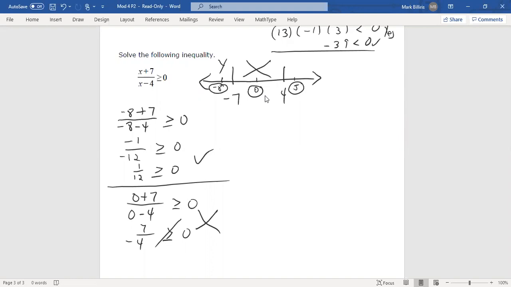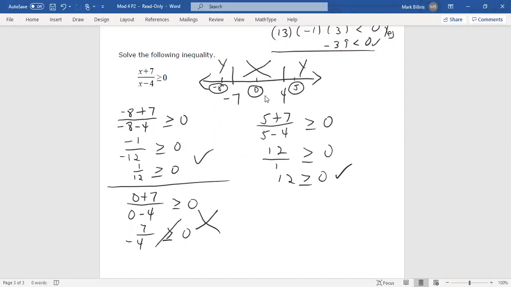The last value I'm going to use is the test point 5. So I'd have 5 plus 7 over 5 minus 4. 5 plus 7 is 12. 5 minus 4 is 1. And 12 over 1 is 12. And 12 is greater than or equal to 0. It only has to be one of them, it doesn't have to be both. So since 12 is greater than 0, yes, that region works.